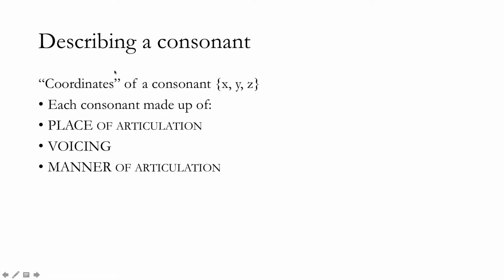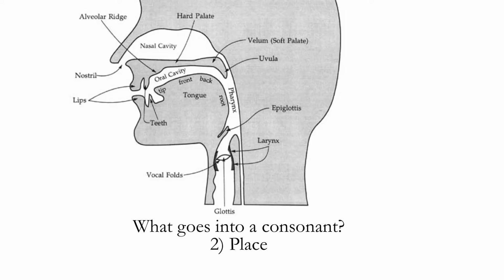What do we need to describe a consonant? Well, you can think of a consonant as having three coordinates, sort of like an x-coordinate, a y-coordinate, and a z-coordinate. It's got a place of articulation, so where in the vocal tract, where in the mouth does some kind of blockage happen. That sort of blockage or constriction is what we call articulation. Is the consonant voiced or not? And then more detail about the manner of articulation. What kind of a blockage is it? Is it complete blockage, sort of a partial blockage? Does it start out complete and then become partial?